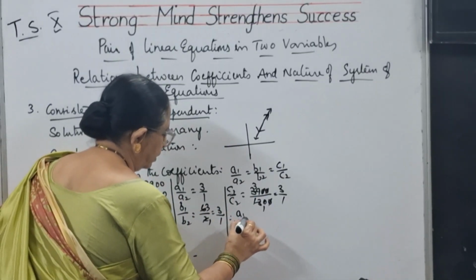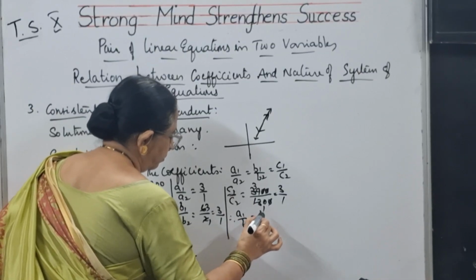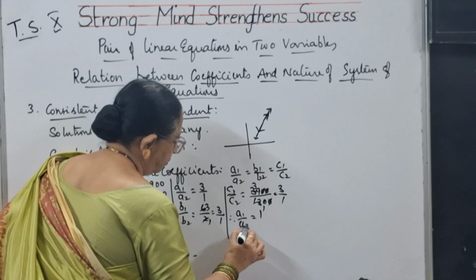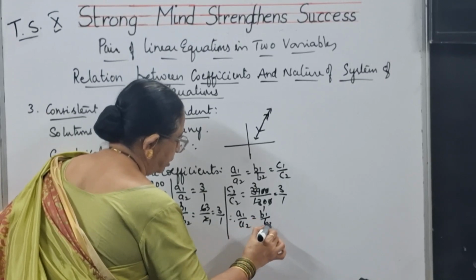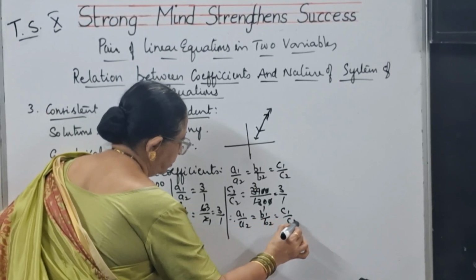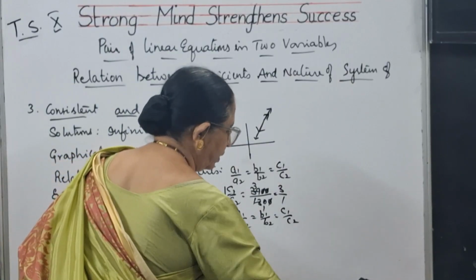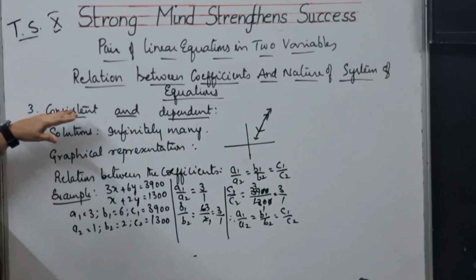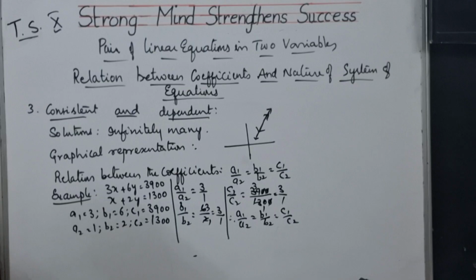Therefore what you can say, a1 by a2 is equal to b1 by b2 is equal to c1 by c2. So it is in this way you can say the relation between the coefficients when the equations are consistent and dependent. These formulae are very important, children, to do the next problems. Please go through it.